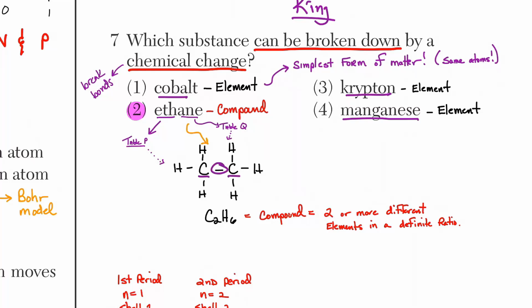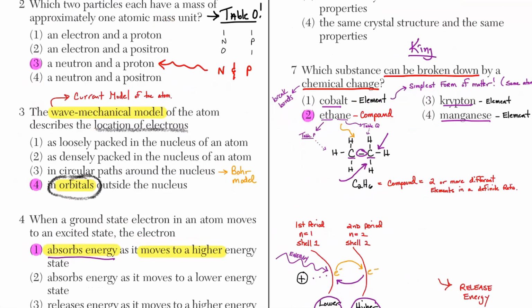And there's your compound. Now how do I know that that's a compound? Well, because I know it's 2 or more different atoms bonded together. And they can be broken down because there are bonds keeping multiple atoms together. That was key. We're looking for a compound there. Very simple.